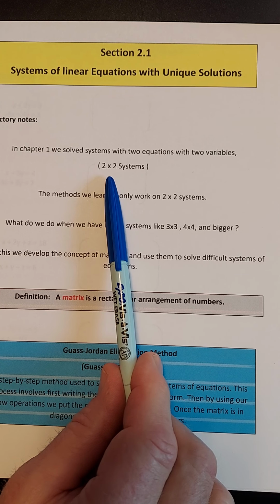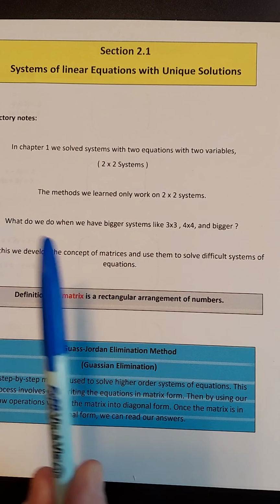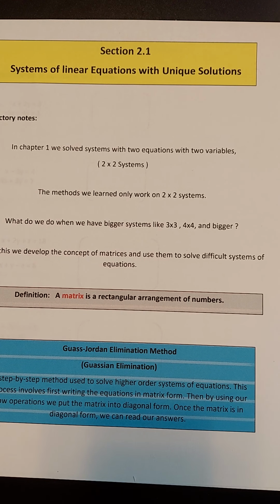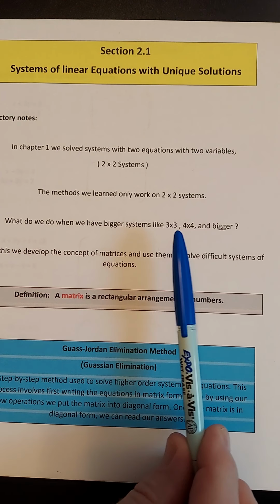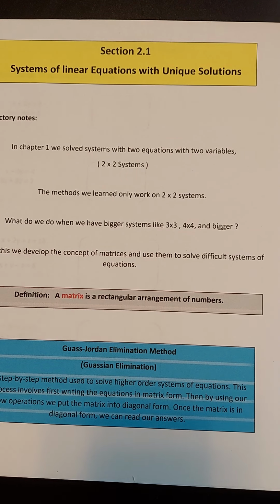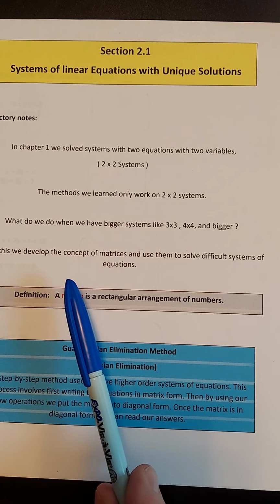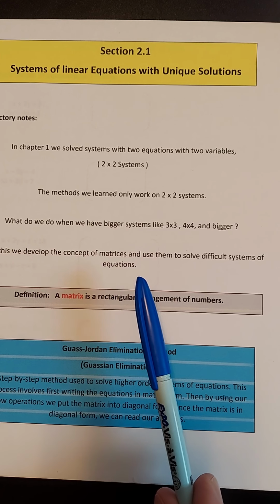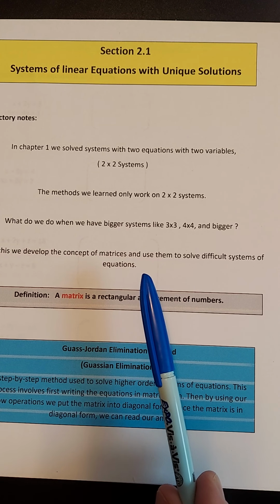That means two equations with two unknowns. So what happens when we work with something more difficult or higher order systems, like a 3 by 3, a 4 by 4, or even bigger than that? Okay, so to do this, we develop the concept of matrices and use them to solve difficult systems of equations.